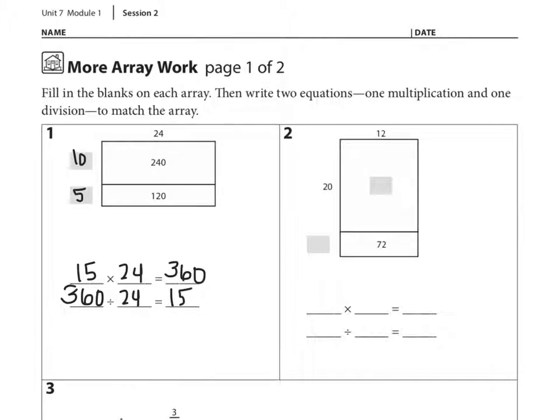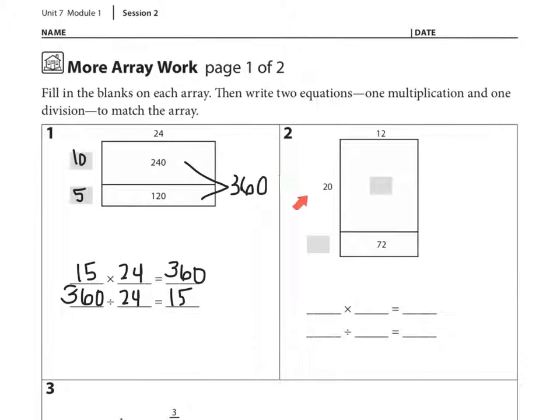How did I get 360? I added up 240 plus 120 equals 360. And also I can see that the inverse of multiplication is division, right? What is the inverse of addition? That's correct, subtraction. And therefore the inverse of multiplication is division. The inverse of division is multiplication. That's why we can use both multiplication and division when looking at this array.